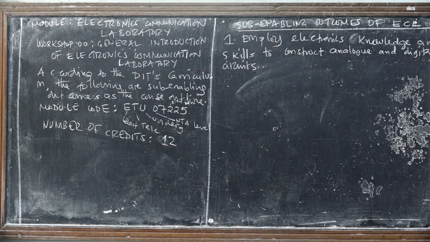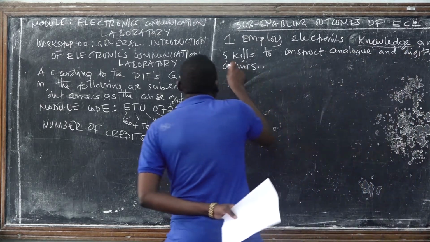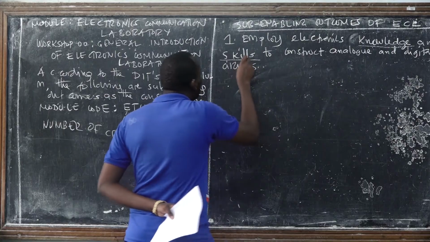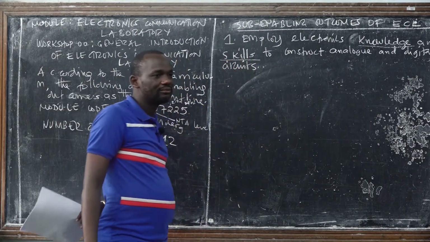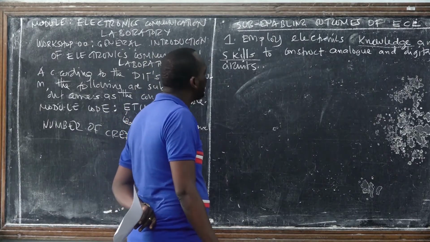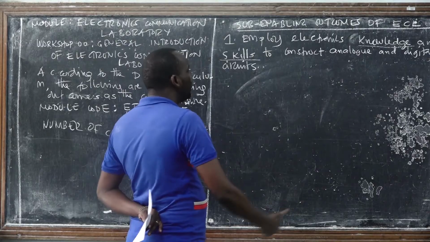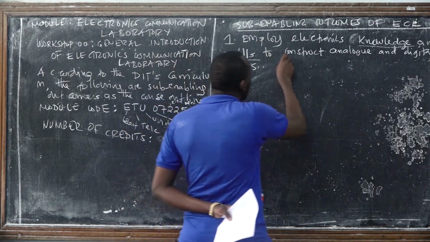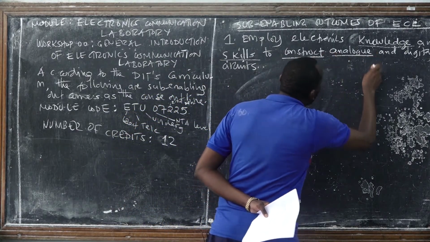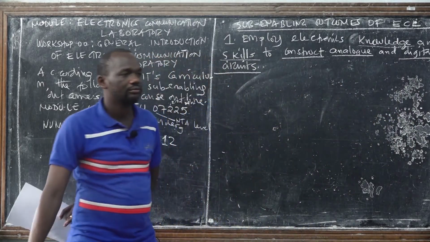So a student has to be able to employ electronics knowledge. Where did you learn this electronics knowledge? In semester 1. Where else? During your advanced secondary education. So you have to employ electronics knowledge and these skills. Remember, in the curriculum there's no underlined word, so I'm underlining the keywords: to construct the analog and the digital circuits.